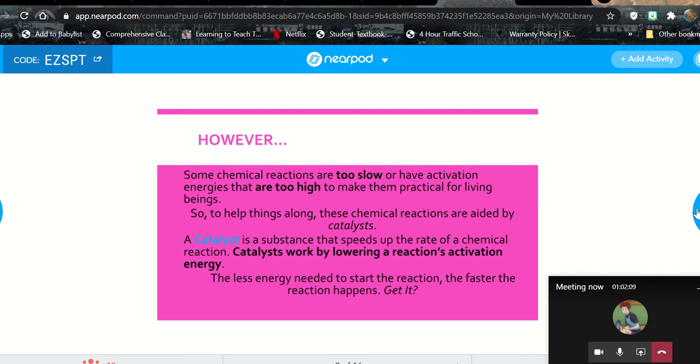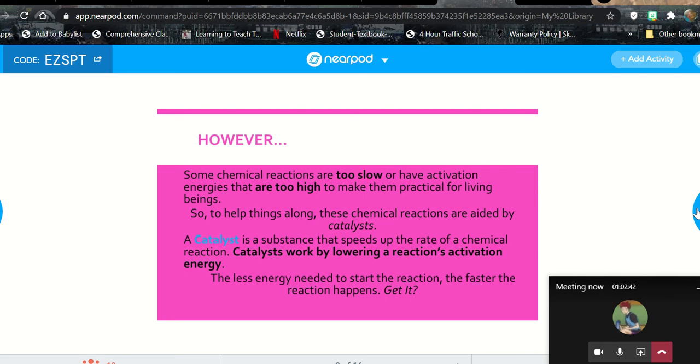Imagine if it took a really long time for us to get the nutrients from our food. If we just waited on the chemical reaction to naturally happen and it took too long, we would probably be moving like turtles because we wouldn't have the energy, because it's taking too long for our body to break down the food and give us what we need. So that's why our body naturally came up with these catalysts. Again, a catalyst is a substance that speeds up a chemical reaction.